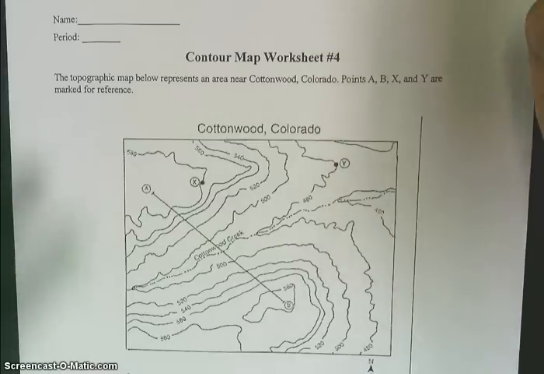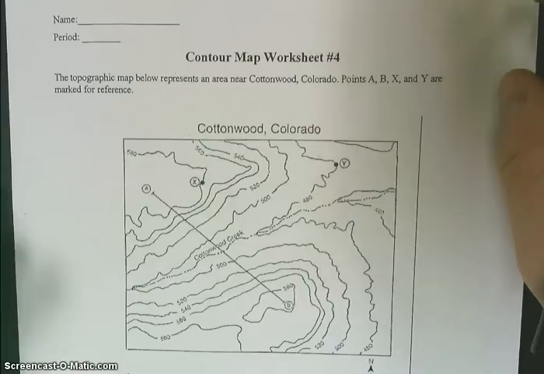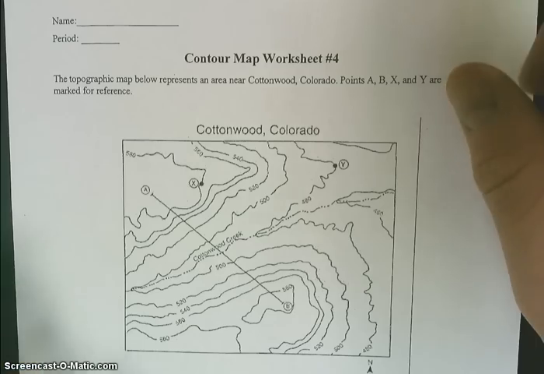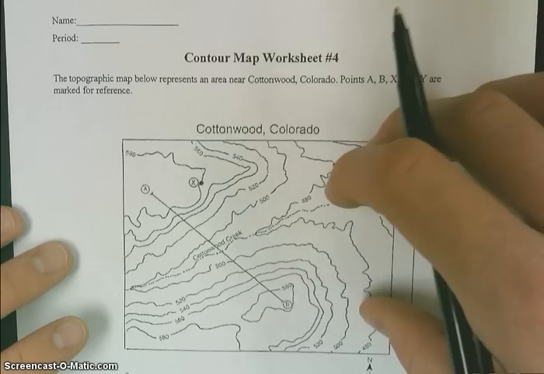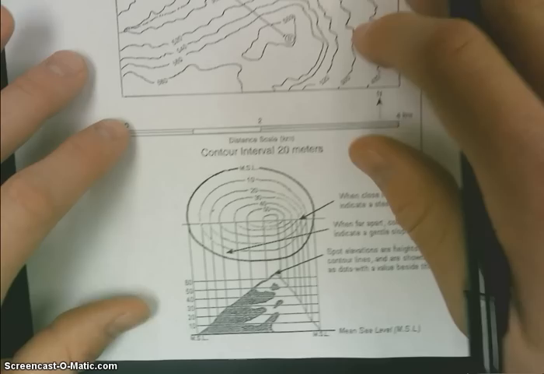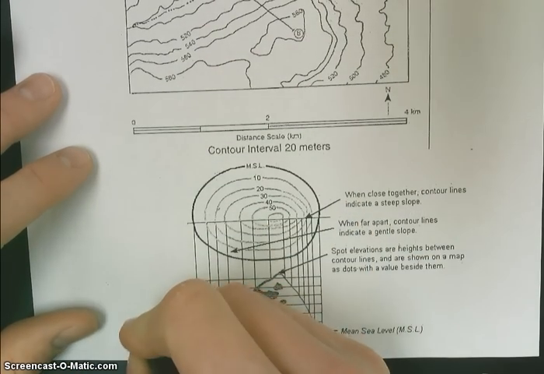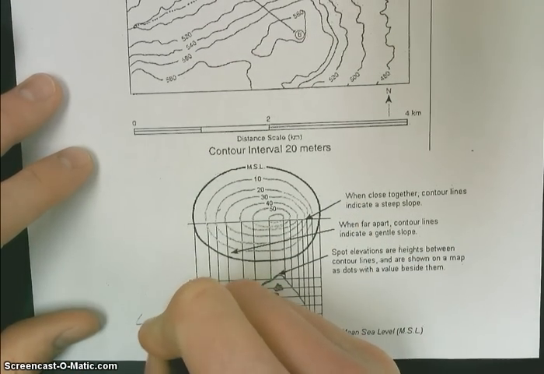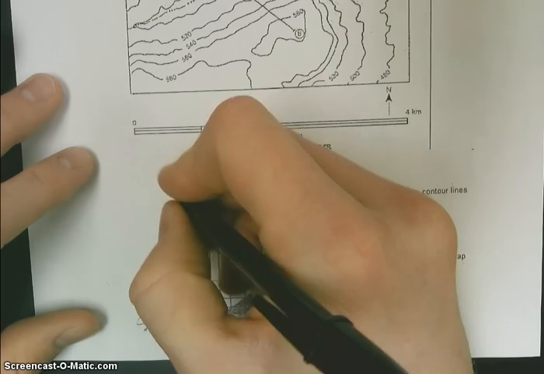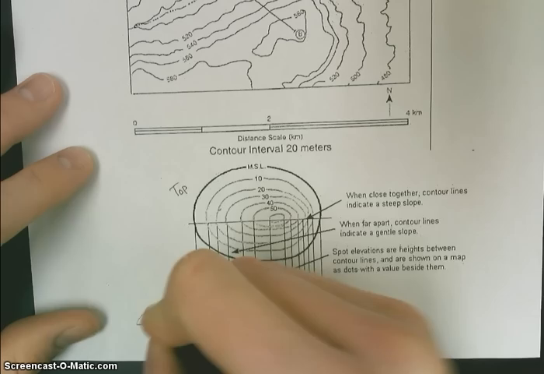Alright, so I'm going to go over a quick lesson on how to calculate gradient. We'll use this worksheet to help us learn what that is, take notes on that, and then have a document that we can go back to as an example. You should have already learned about profile diagrams, which is basically the side view of a topographic map. This would be the bird's eye view or the top. This is the side view.